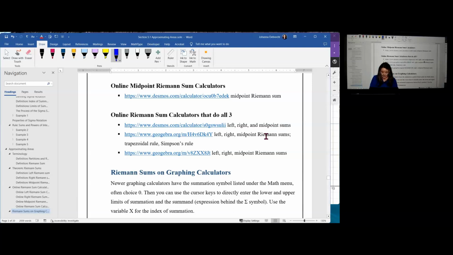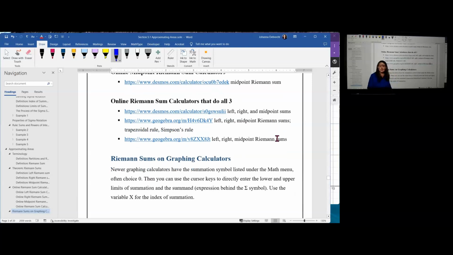On the newer graphing calculators, they have the summation symbol listed under the math menu. It's often choice 0. In that case, you can use the cursor keys after entering that sum in order to enter the lower and upper limits of summation and the summand, the expression behind the symbol. You can use the variable x for the index of summation.